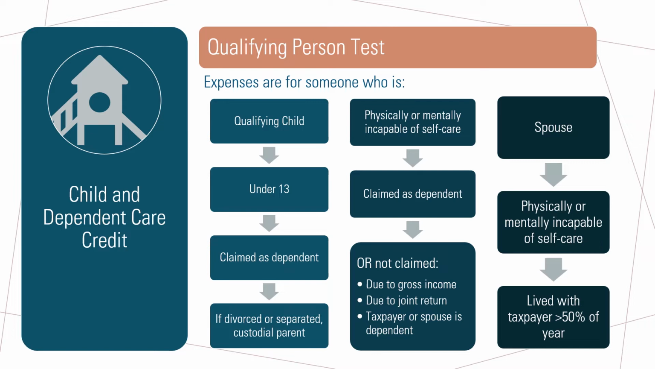Again, the same idea if the person is not able to be claimed because they are filing a joint return with somebody else, or the taxpayer or a spouse is a dependent. And this is a situation where you might think of a parent, where somebody is paying for care of a parent. Another group of people are a spouse. As you recall, you can't ever claim your spouse as a dependent, but you might be able to use them as a qualifying person for this credit if they are physically or mentally incapable of self-care and they lived with the taxpayer for more than 50% of the year.